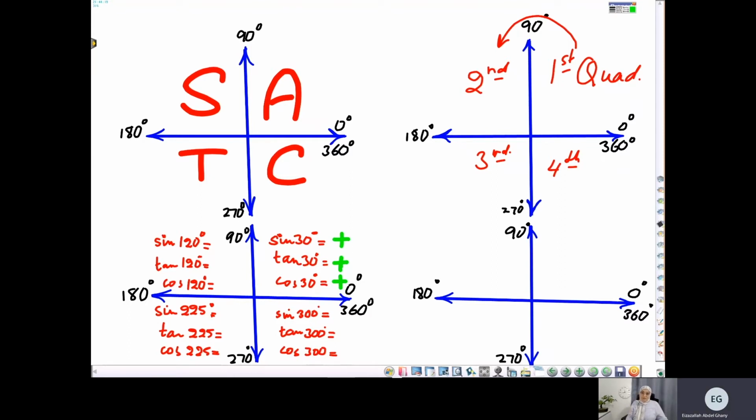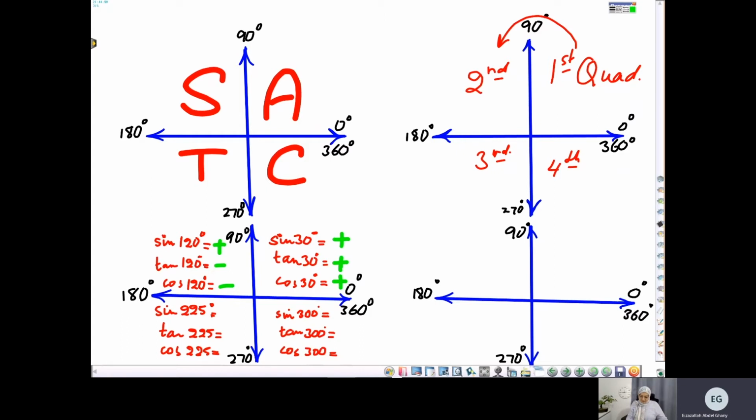Yes. What about the second quadrant? Sine 120 is positive, root 3 over 2. Tan 120 is negative, square root of 3. And cosine 120 is negative half. It means this is the house of the sine. Only sine is positive in the second quadrant.